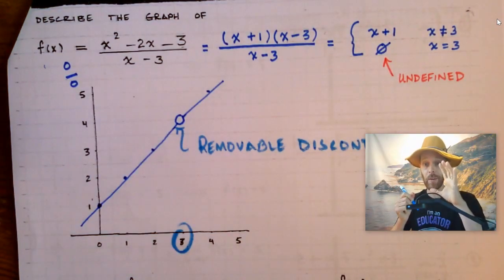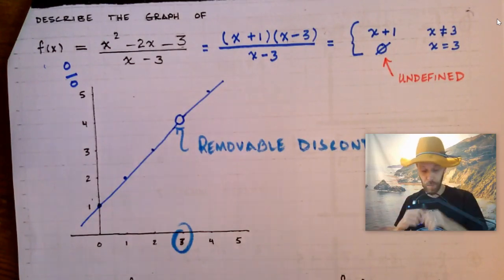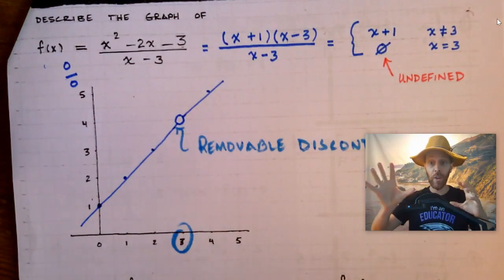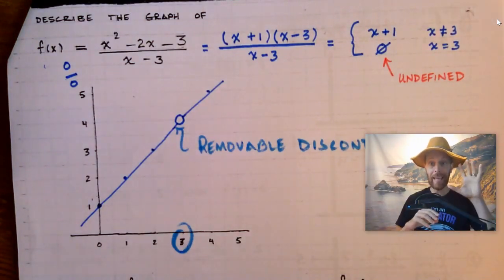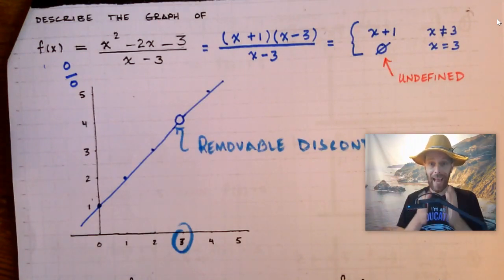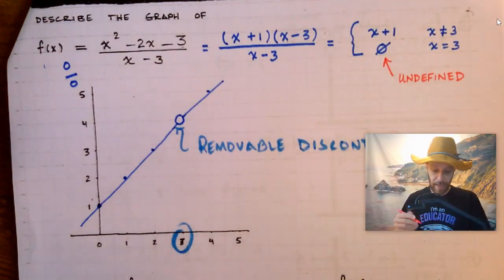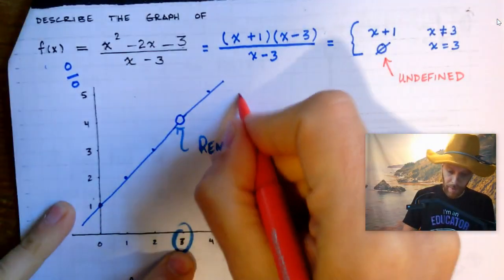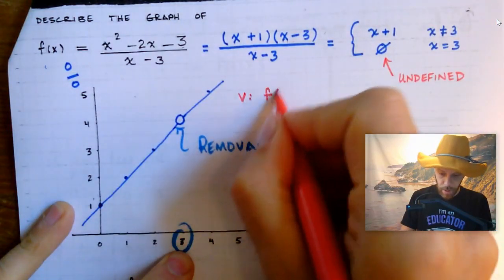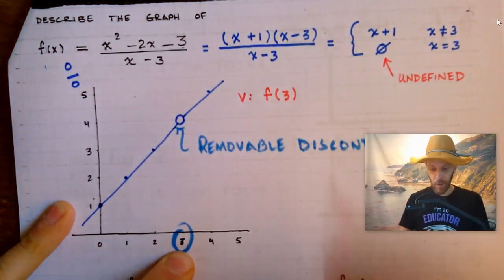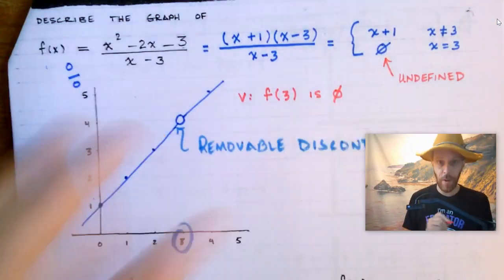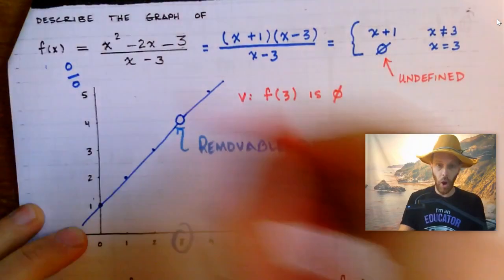All right, so here's the big takeaway. Here's what I want you to know. We want to understand the difference between something called a value and something called a limit. A value is what actually happens at a point. So in the case of 3, the value would be what you get when you plug 3 into the function. And we know that the value in this case is undefined. There's no value there. It's an open dot.